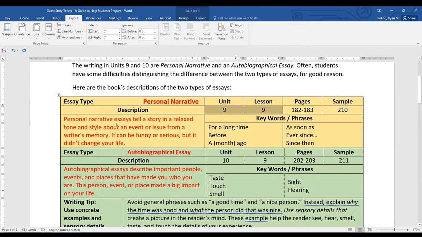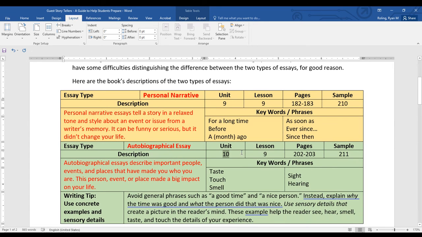The Unit 9 description says that a personal narrative tells a story in a relaxed tone and style of an event or an issue from the writer's memory. It can be funny or serious, but it doesn't necessarily mean that event was life-changing. Autobiographical essay comes from Unit 10, and that is when they describe an important person, event, or place in their lives, and that person, event, or place did have a big impact.